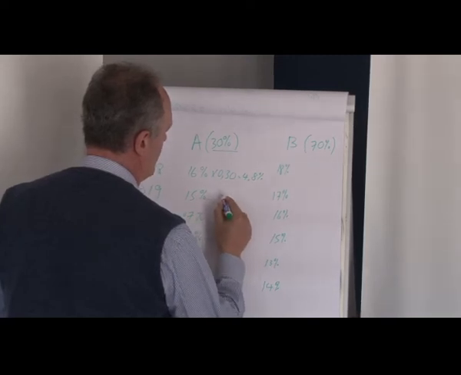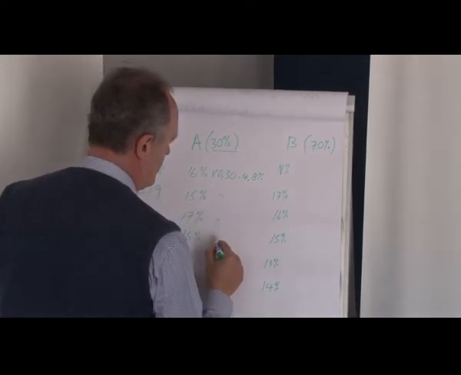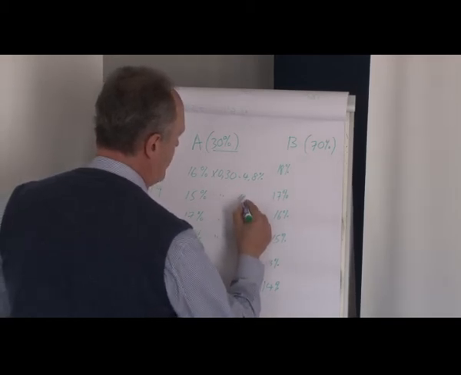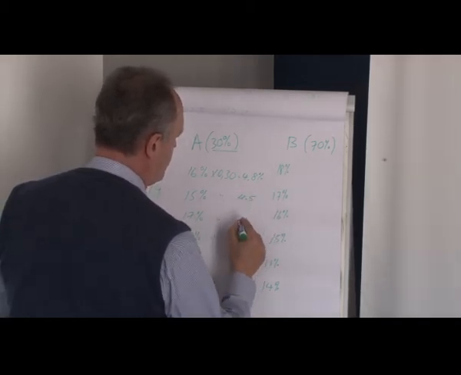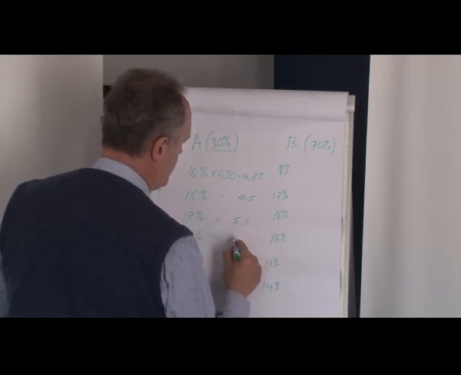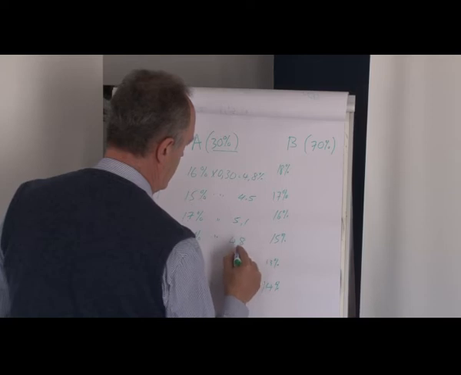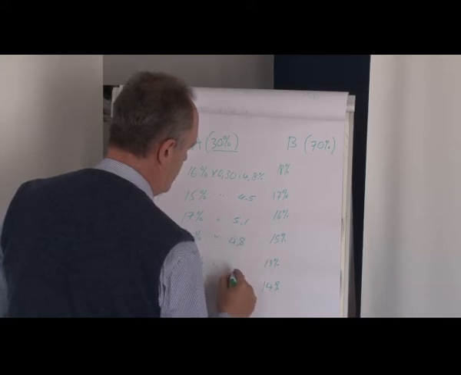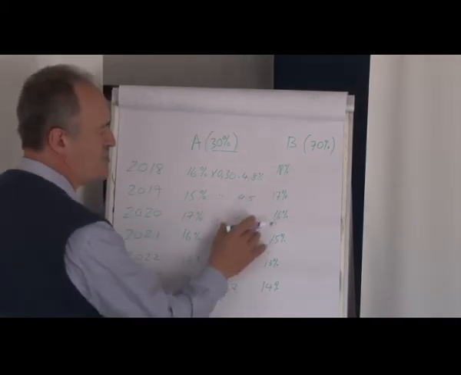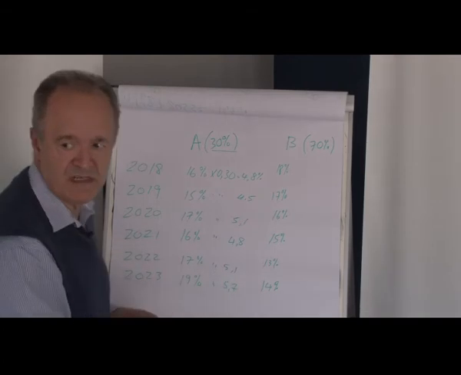You'd multiply all these by the 0.3, and that will give you 4.5, 5.1, 4.8, 5.1, and 5.7. That's its contribution towards the portfolio return.